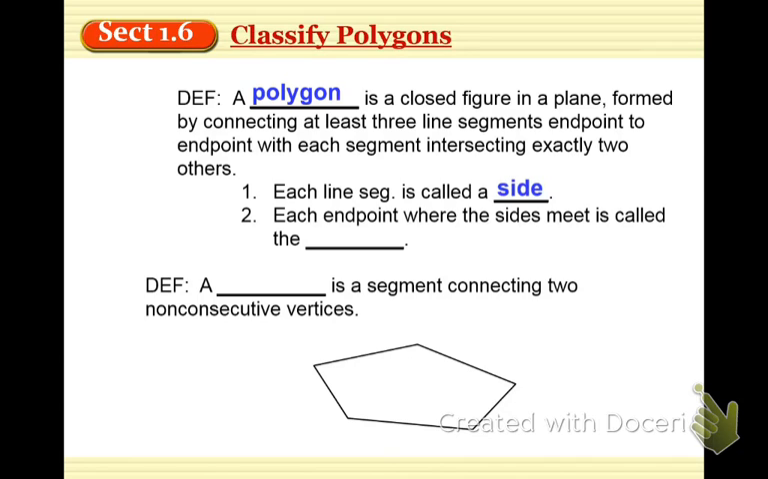Each line segment we're going to call a side, and as I mentioned before, any corner in geometry, pretty much, we're going to call a vertex. So angles have a vertex, polygons have a vertex, it's just those corners.